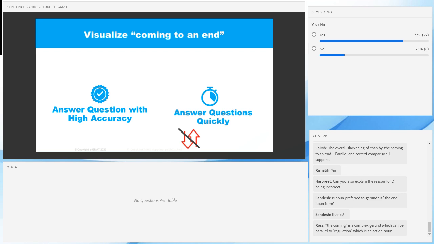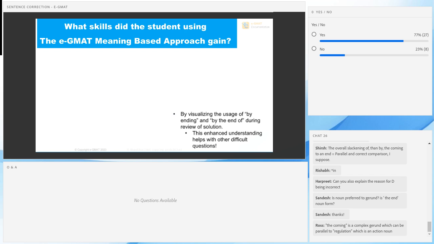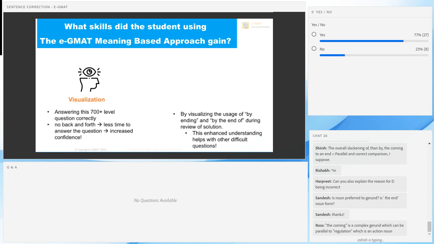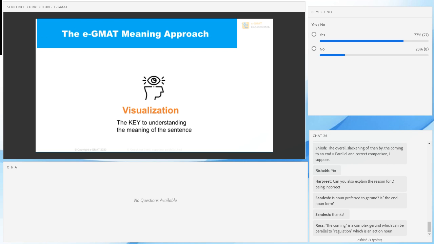Okay. Now this question is a 700 level question, as I said. Okay, and the key skill which was important here was visualization. Okay, now what do I mean by visualization? As I said, as we were reading this, we understood each and every part, and I translated that in my own words, right?